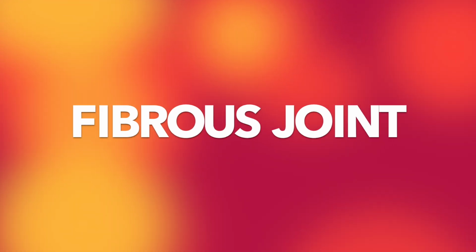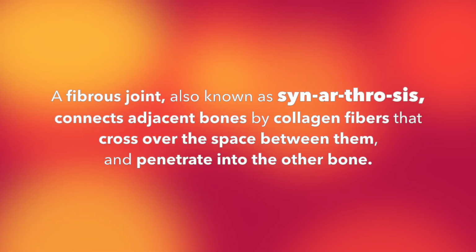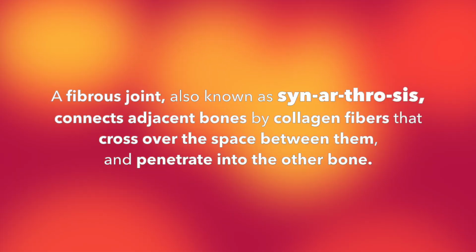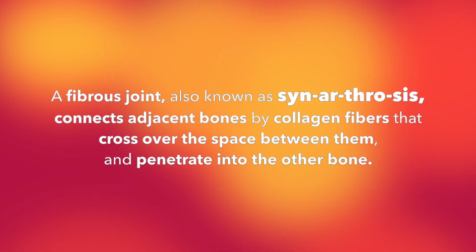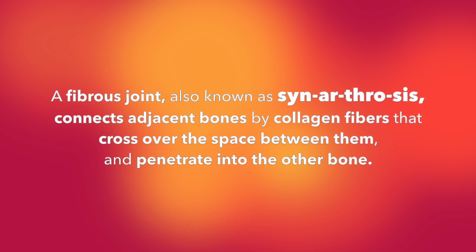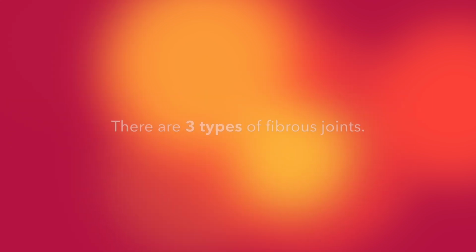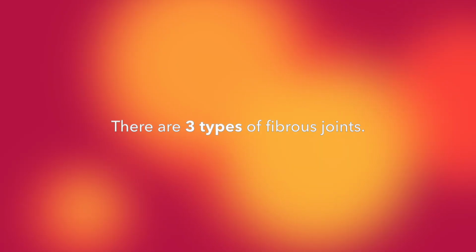Fibrous joint. A fibrous joint, also known as synarthrosis, connects adjacent bones by collagen fibers that cross over the space between them and penetrate into the other bone. There are three types of fibrous joints.